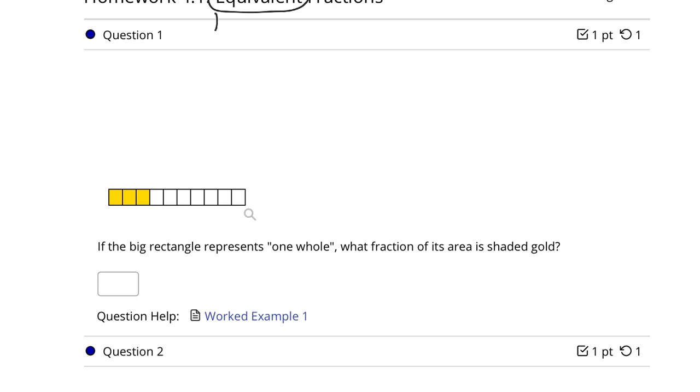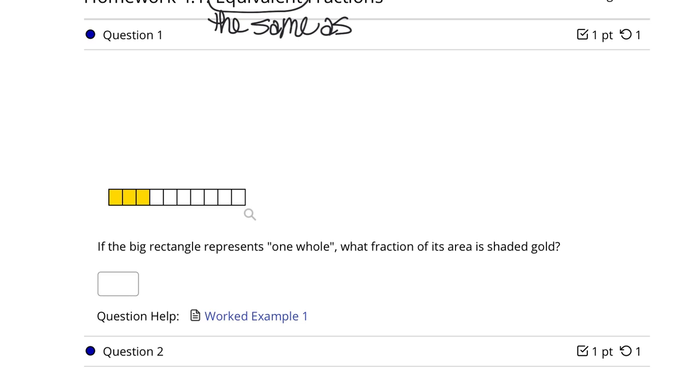Equivalent means the same as. It's not necessarily the reduced form, it's the same as. In other words, it's the same value no matter how many pieces you cut that fraction into, it has the same worth.